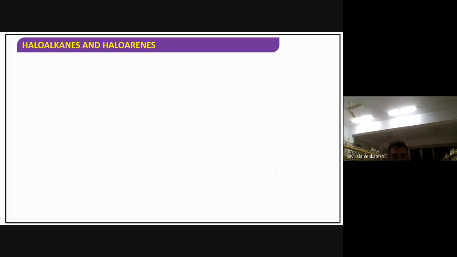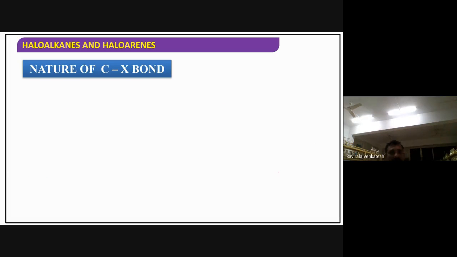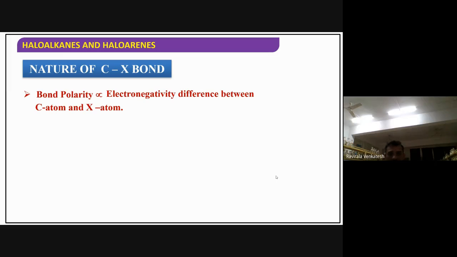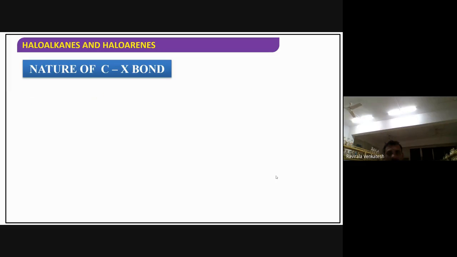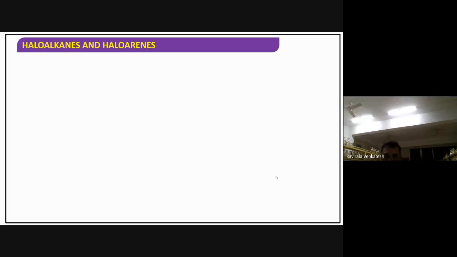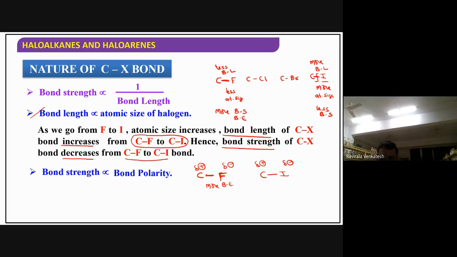Next, nature of the C-X bond. Bond polarity is directly proportional to the electronegativity difference between the carbon atom and the halogen atom. Just now we saw this. Which is more electronegative? Fluorine. So fluorine is more electronegative, therefore you are getting more bond polarity here.